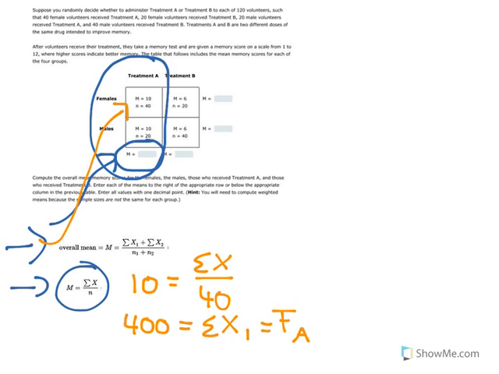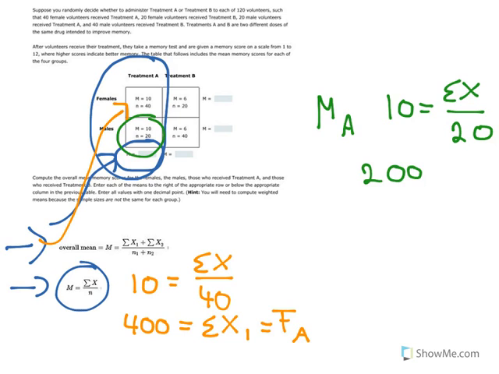Now we do exactly the same thing for males that receive treatment A, which is this box right here. Again, we know the mean is 10, that's given. The sum of x is what we're looking for, and the number of people here is 20. Multiply both sides by 20, so we know that 200 is the sum of x for the males that receive treatment A. And now we have everything to plug into the actual formula to get the overall mean.